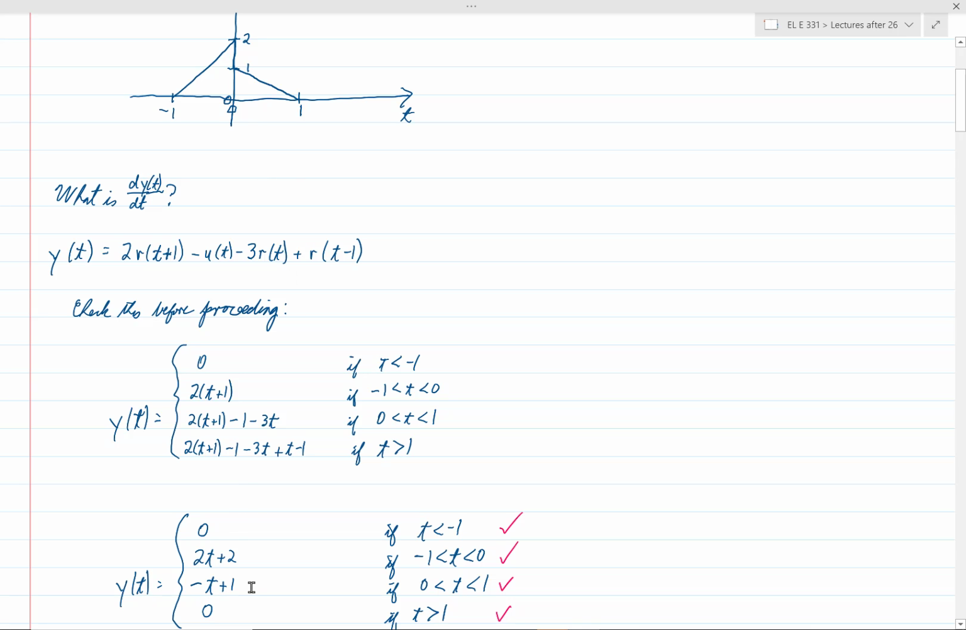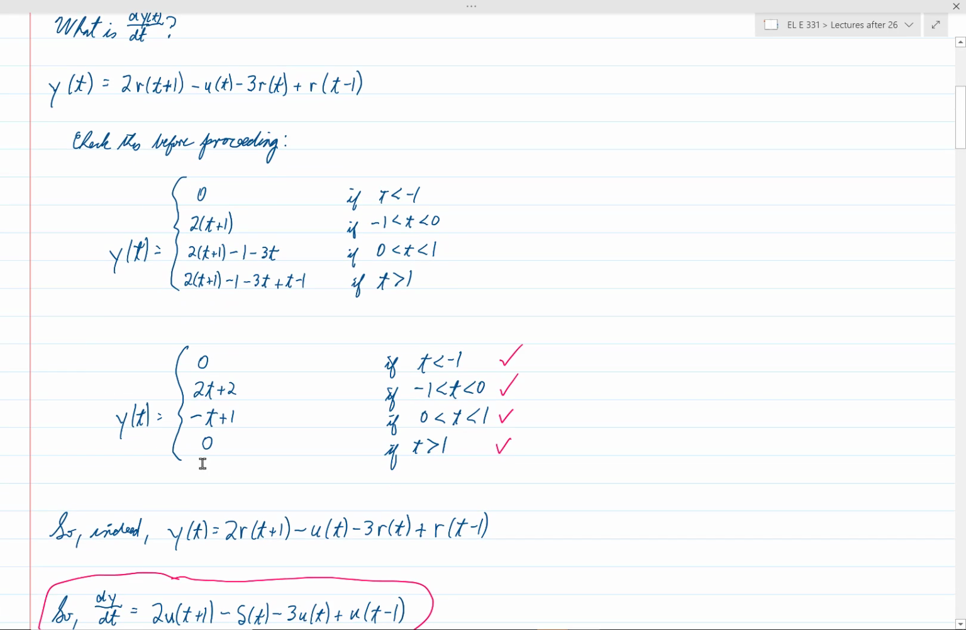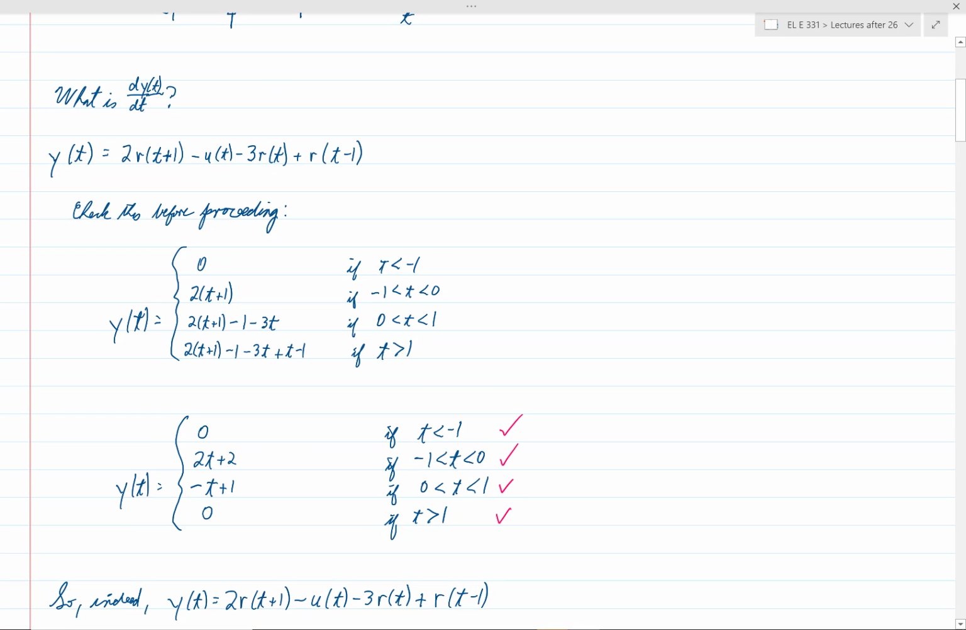And -1 plus 1 is 0, so it agrees at t equals 1. And so that's correct as well, and that gets a check. And then obviously, for t greater than 1, y is equal to 0. So that gets a check as well. And this expression for y of t that we have right up here is then correct.